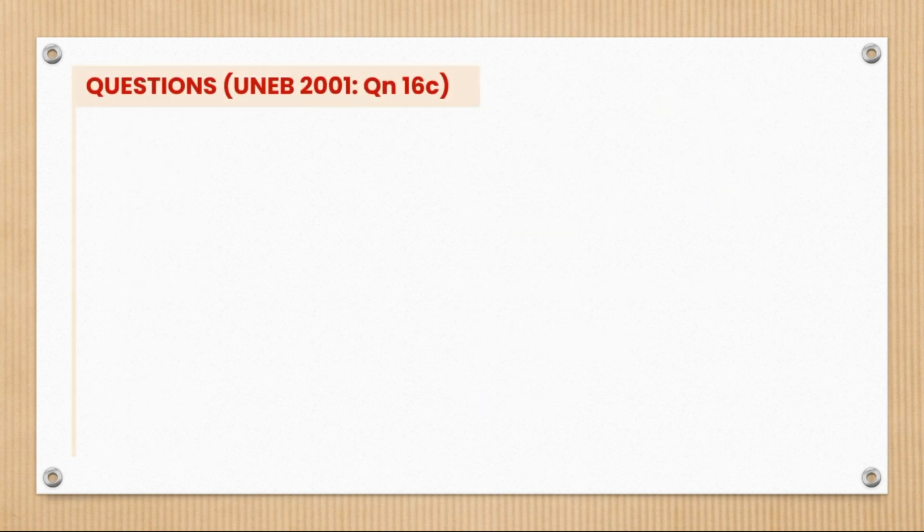Alright, so lastly we have a question from UNEB 2001, and this was question 16c. So we're being told to evaluate. This is actually an example of a definite integral, so it has the limits. The higher limit is 3 and the lower limit is 0. So it's the integral of the root of 3 plus x over 3 minus x dx.